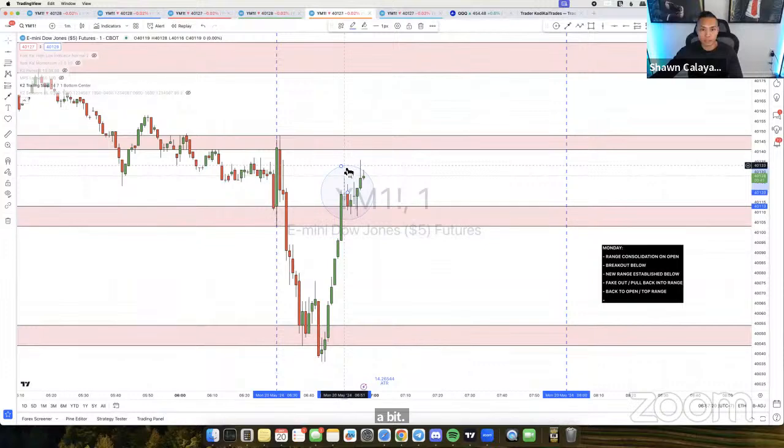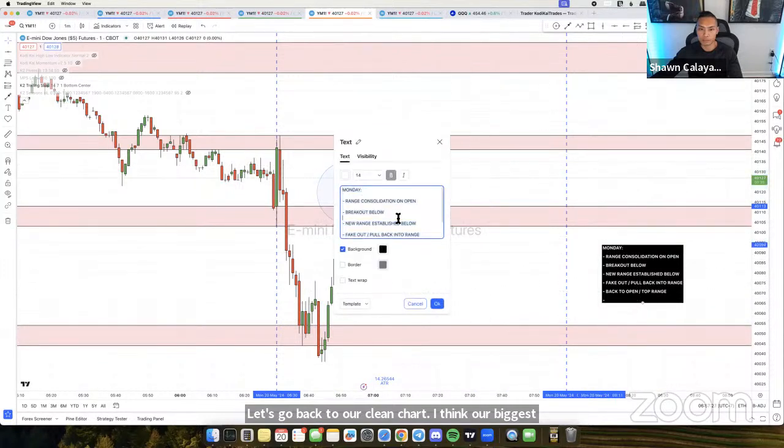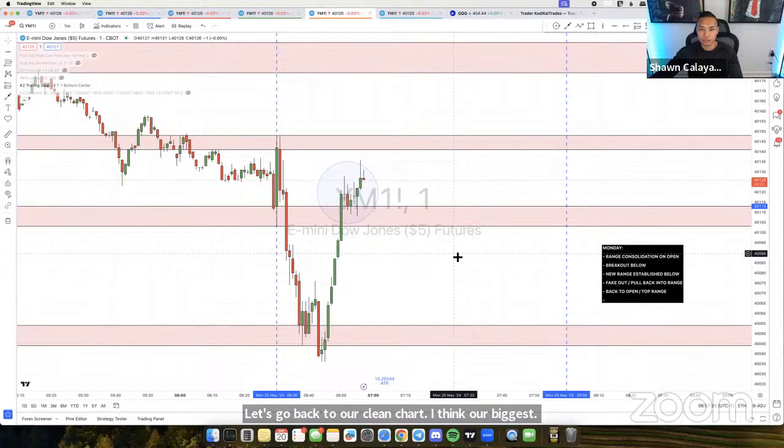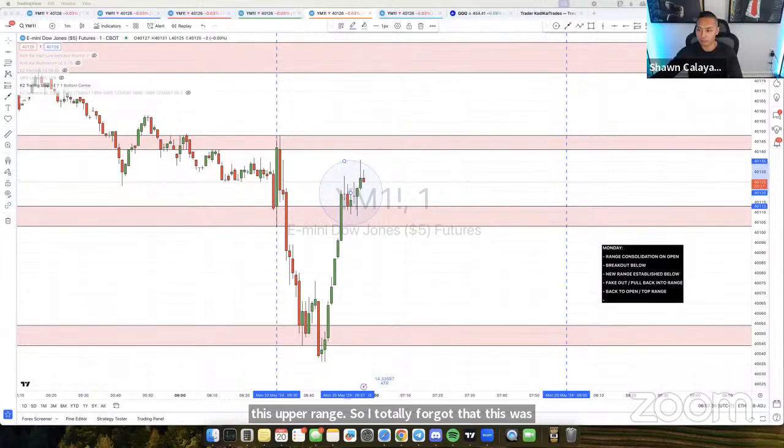I think our biggest thing here is that price is back in this upper range. I totally forgot that this was just the upper range area. So I'm going to change that back to open. Upper range consolidation.